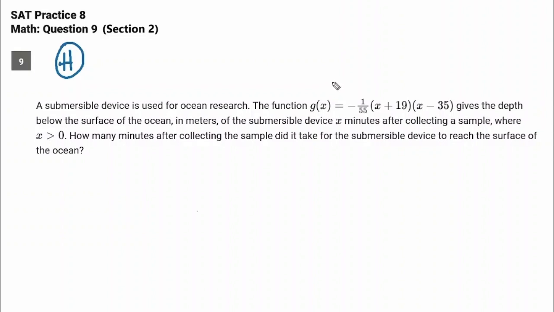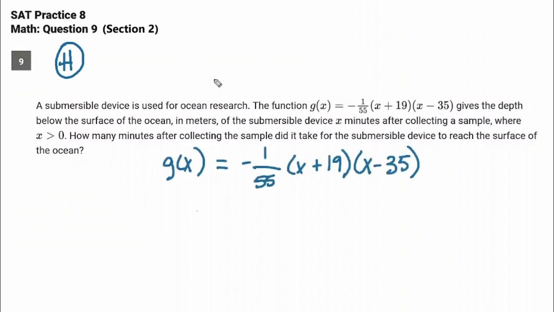It gives the depth below the surface of the ocean in meters of the submersible device x minutes after collecting a sample. X is bigger than 0. How many minutes after collecting the sample did it take for the submersible device to reach the surface of the ocean? So I'm going to rewrite this function. You should too. The key to getting this problem right is to read the question, read the frickin' question, and understand exactly what the function is.